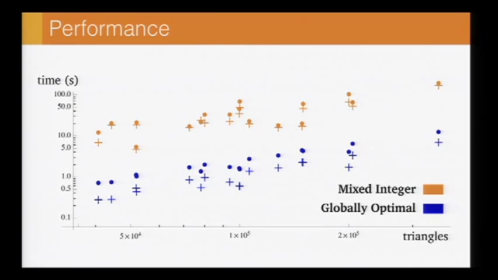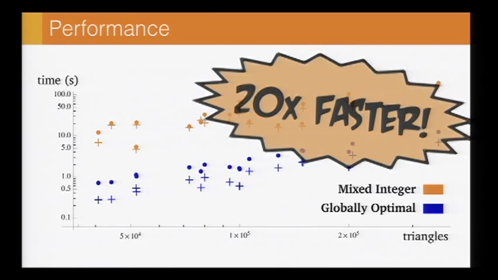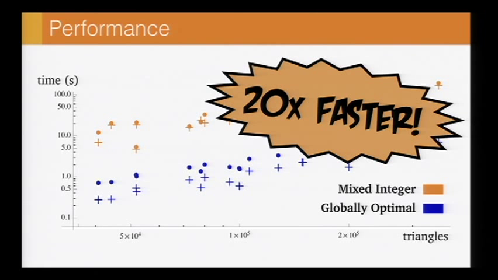In terms of computational cost, again, because we just have to solve or factor this single sparse matrix, what we get is something much faster. On average, we see that we can compute these solutions about 20 times faster than this mixed integer approach, and here I'm actually using their implementation of the mixed integer library.